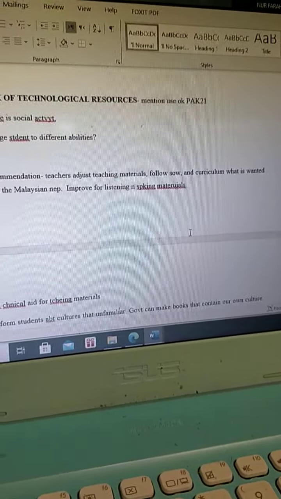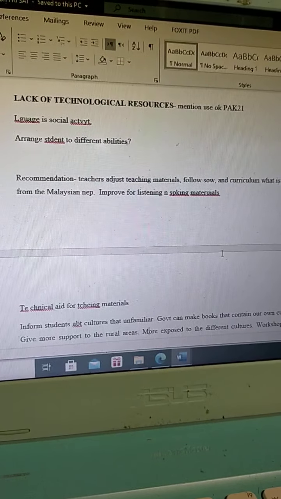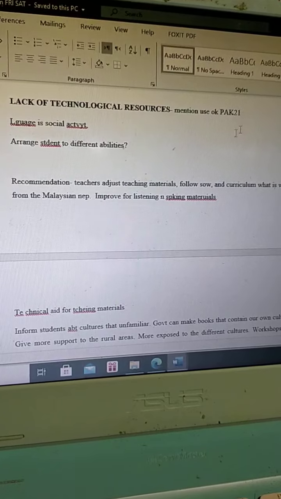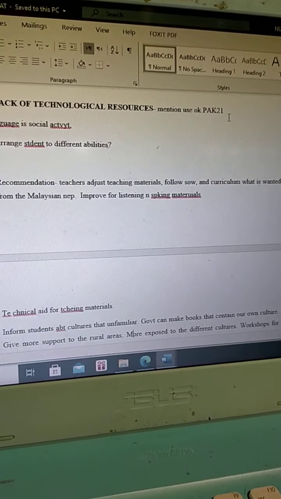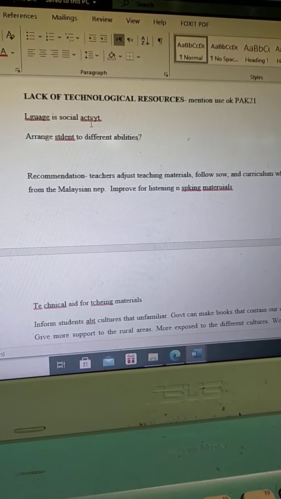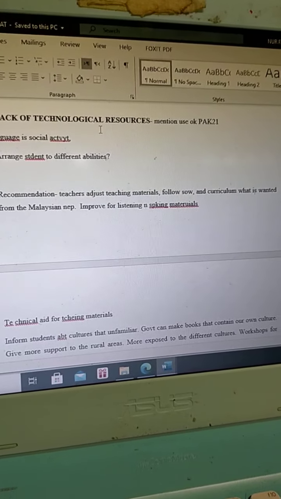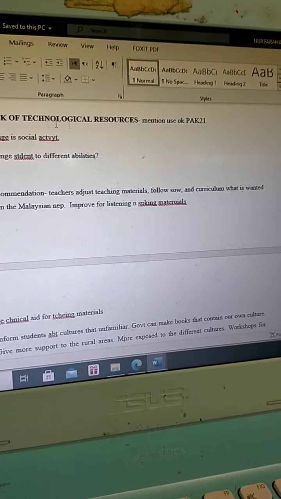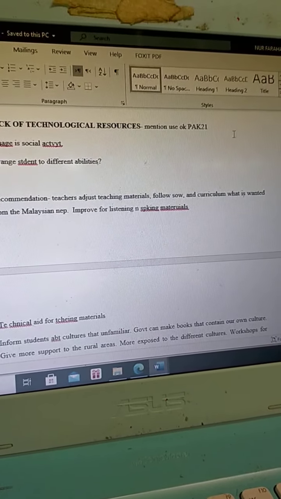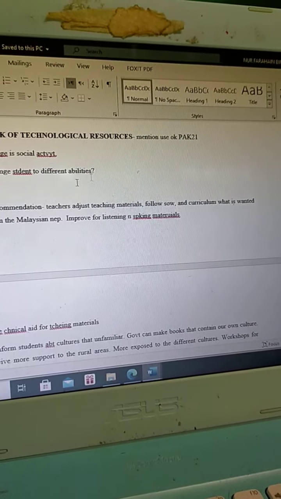Okay, lepas tu I nak cakap pula pasal discussion pasal lack of technological resources. So CEFR curriculum, of course we will use pendidikan abad ke-21, tapi because we use new curriculum, new CEFR aligned curriculum, new books and new materials, kita kurang technological resources. So this is the issue being mentioned in the article tadi. So I cakaplah pasal how do I reflect to this?